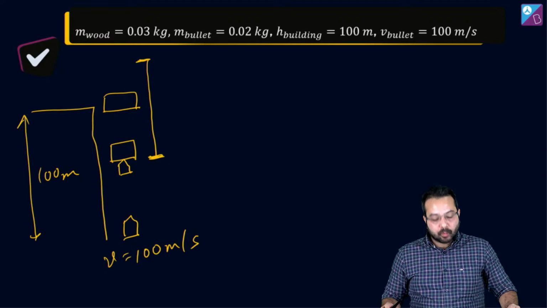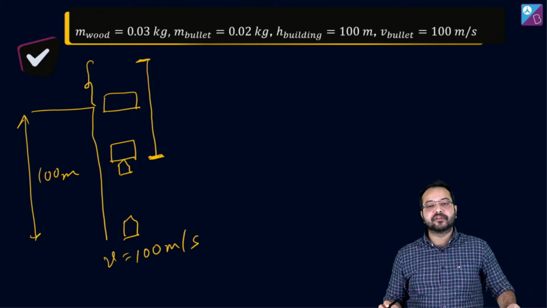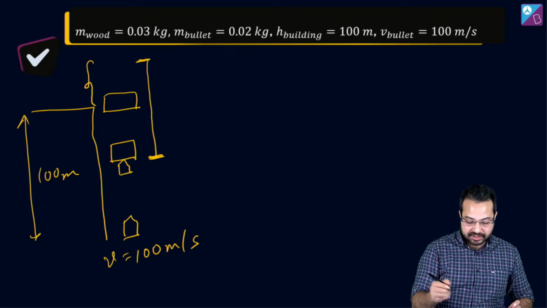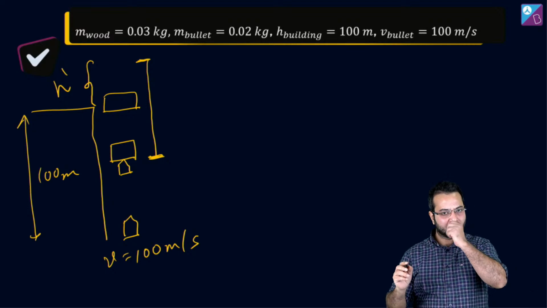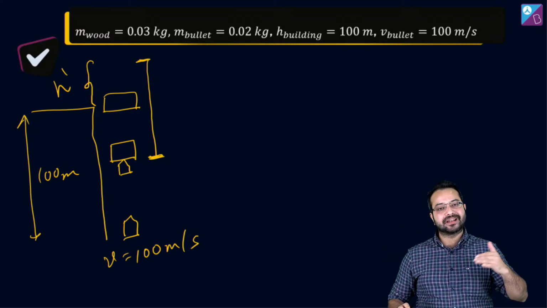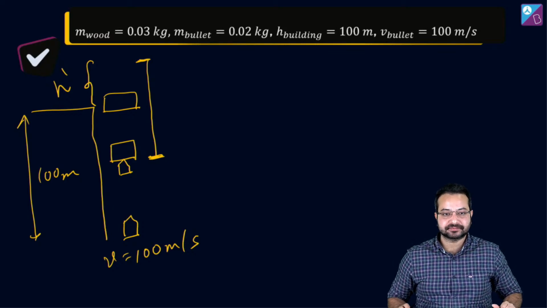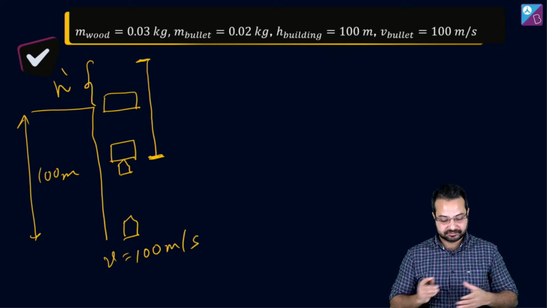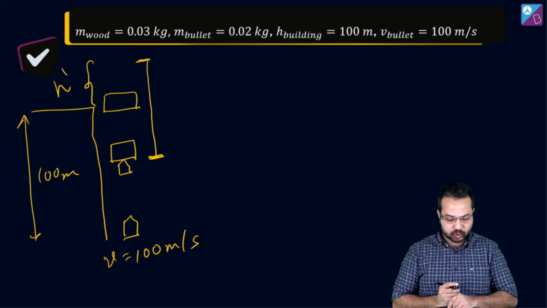So what is it that we have to find out? We have to find out from the top of the building, how high does it go? Let's call it H prime. From the top of the building, how high it is going to go. Is the question clear? All right, so let's try to solve it.